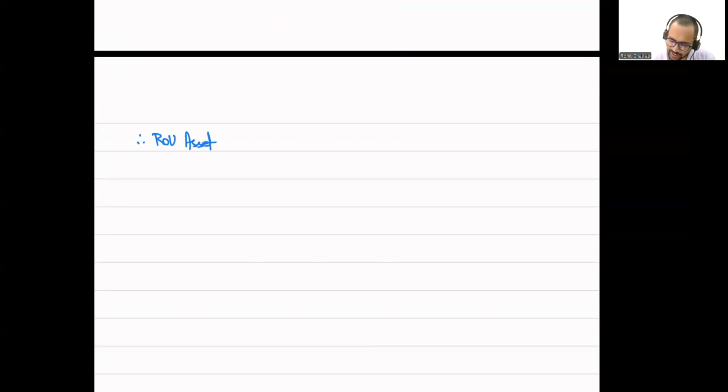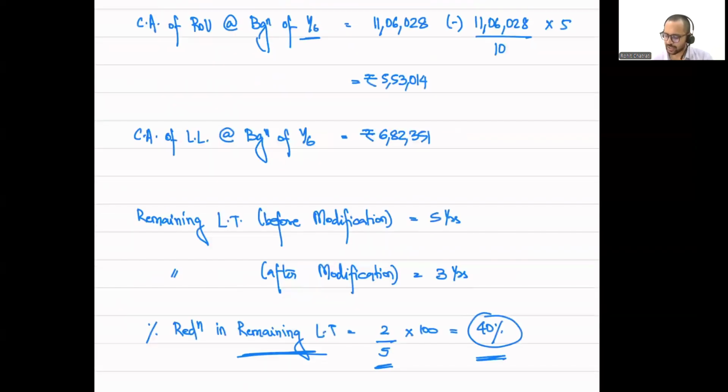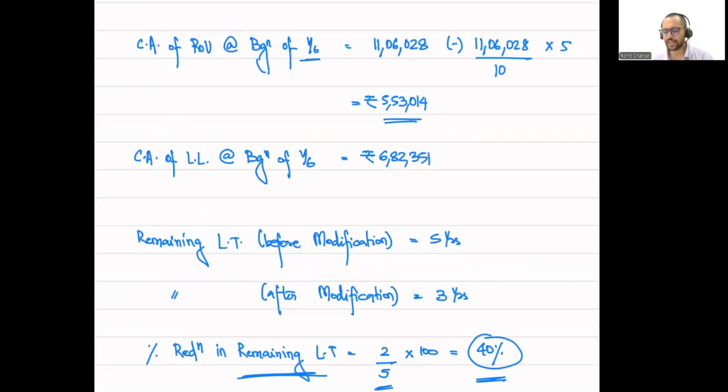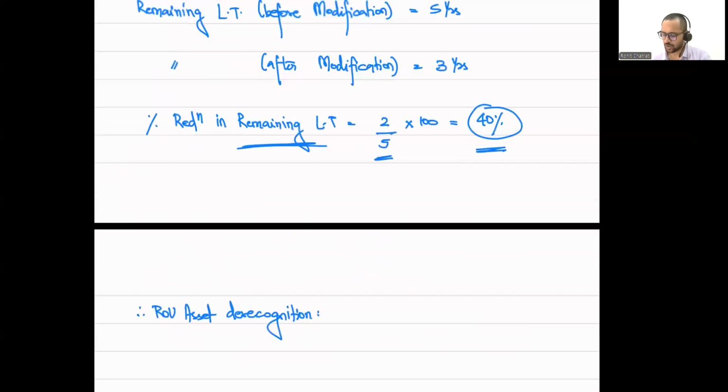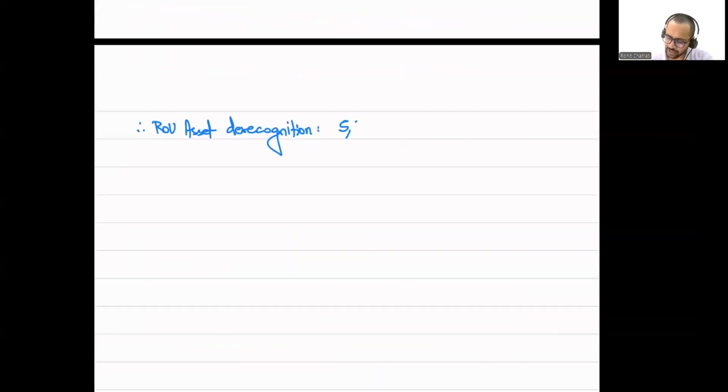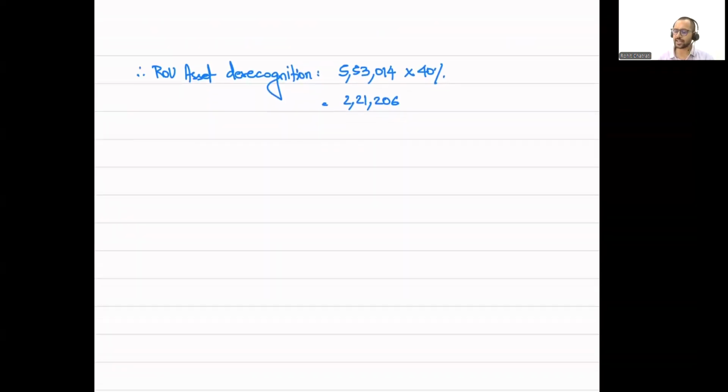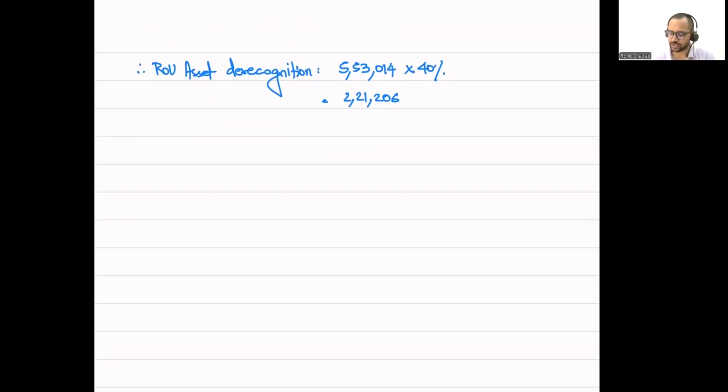ROU asset derecognition is going to be equal to the current carrying amount. What is the current carrying amount? At the beginning of year 6, it is 5,53,014. All right. So it will be derecognized by 5,53,014 multiplied by 40 percent, which is 2,21,206. So the ROU asset will be derecognized to the tune of 2,21,206.